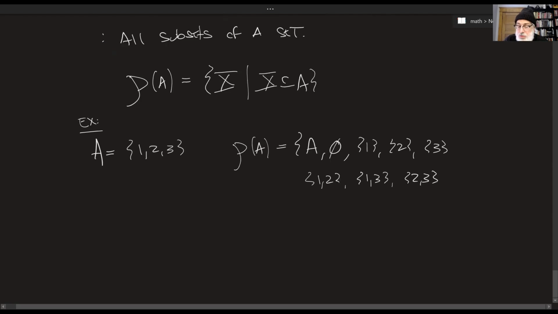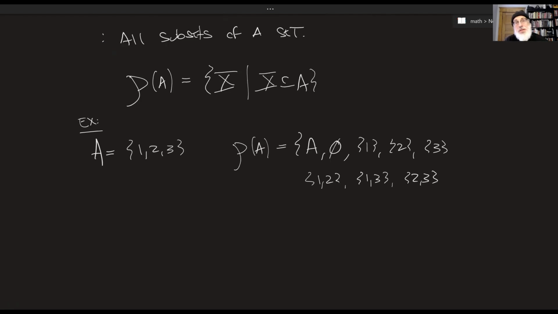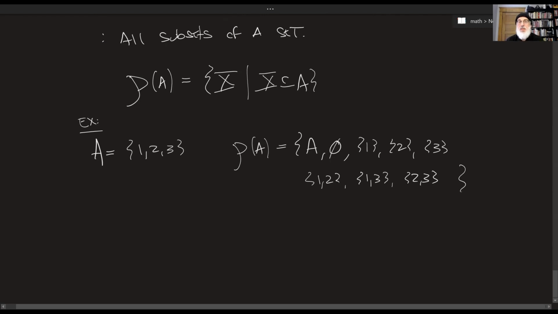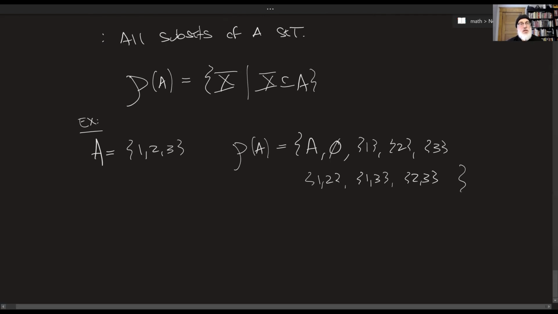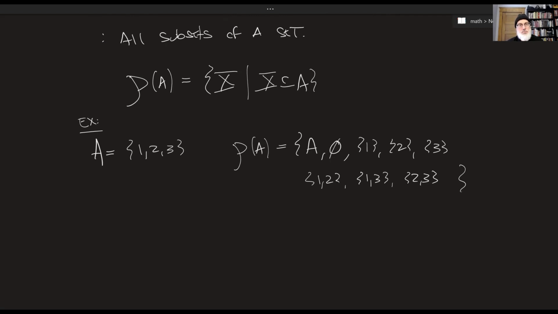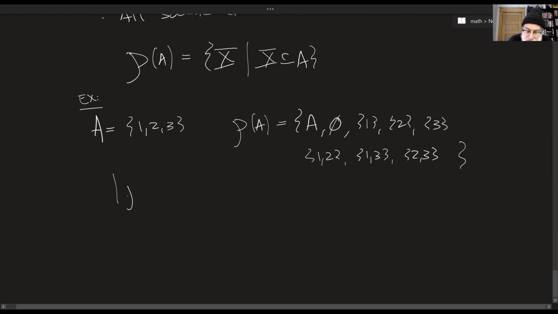Now we have 1, 2, 3, 4, 5, 6, 7, 8 elements. So I know I'm done. I know this is the power set of A, and I'll explain why in a second. But let's recap. The power set of A, when A is {1, 2, 3}, is the set that has the sets A, the empty set, {1}, {2}, {3}, {1, 2}, {1, 3}, {2, 3}. These are sets. And we can see the cardinality of the power set of A is equal to 8.